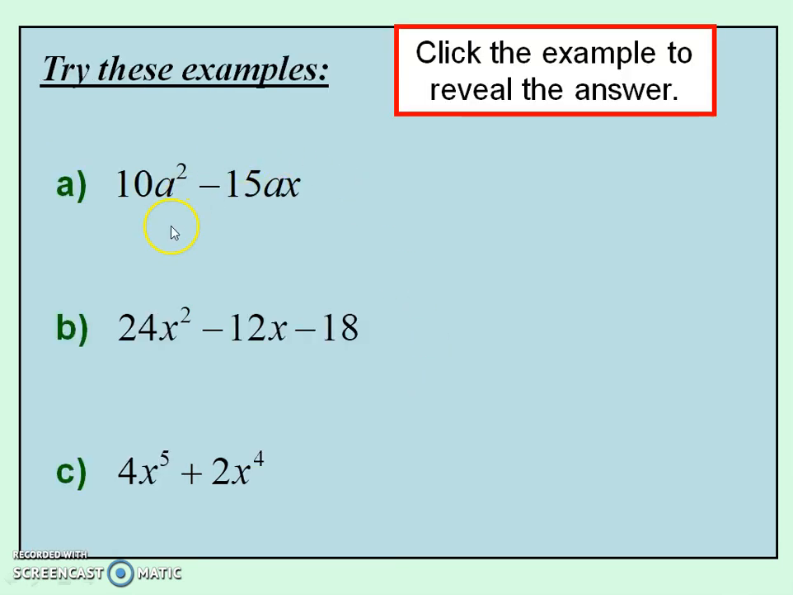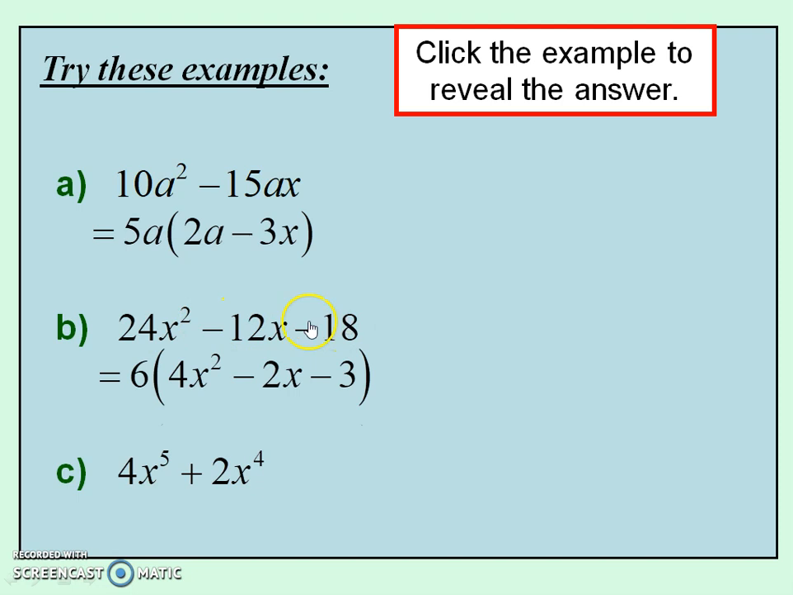And real quick, just to show you a couple of examples, the GCF of these two, both divisible by 5a, and what's left inside is this divided by 5a, and this second term divided by 5a. Here, all three terms are divisible by 6, and this one doesn't have any x's, so the GCF contains no x's, and what's left inside the bracket is this term divided by 6, this term divided by 6, and this term divided by 6, respectively.